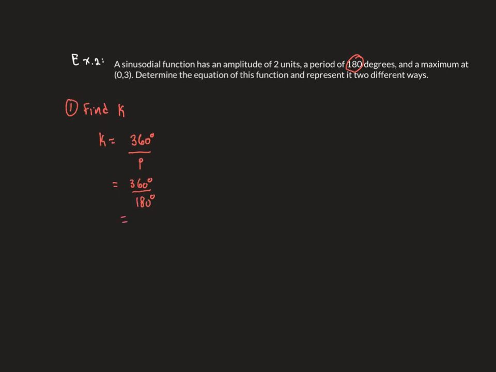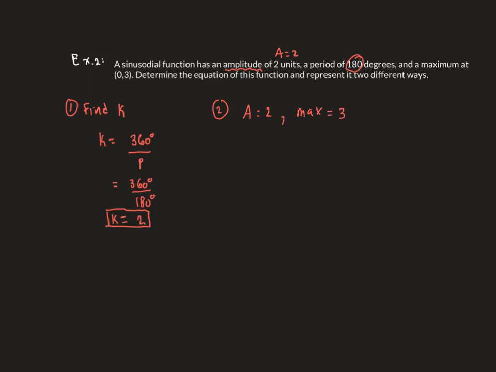Okay, so that should give me 2. So k is 2. Now the second step, if I needed to, would have been to find my amplitude, but that's given to me. So I know A is equal to 2. That's my given data.